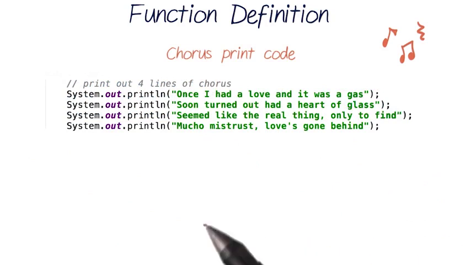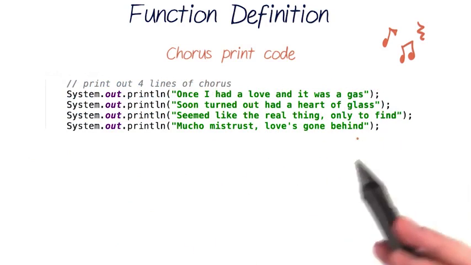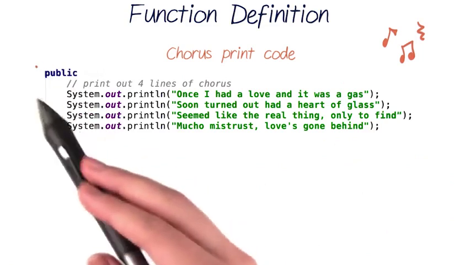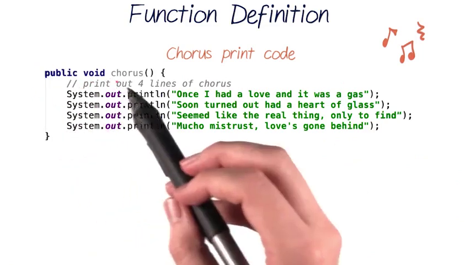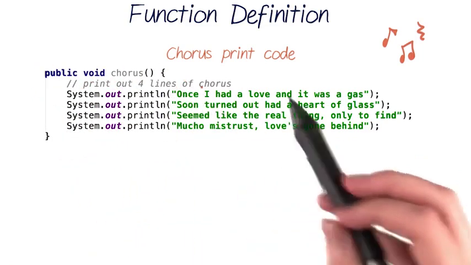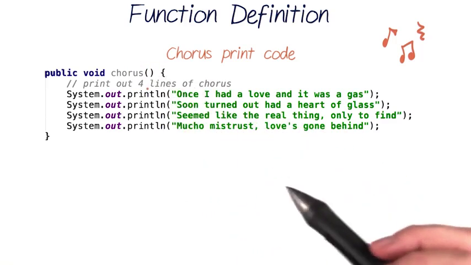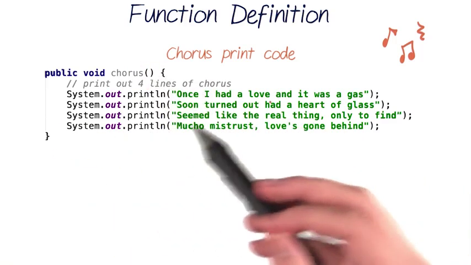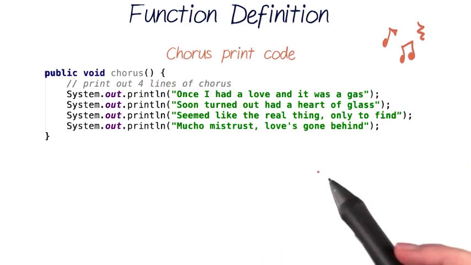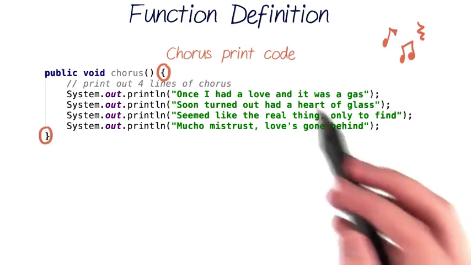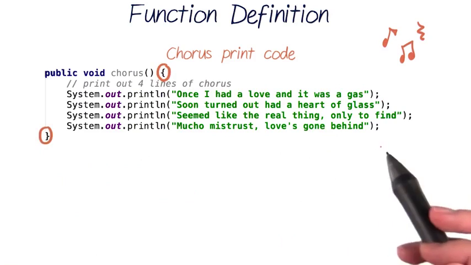Now let's actually write out the function definition for printing this chorus. We'll write the words public, void, and then the name of our function. The name of a function can be anything, and we'll call this one chorus with empty parentheses. And finally, we'll surround the code we want to execute, these 4 print lines, in curly braces. And this completes our function definition for chorus.